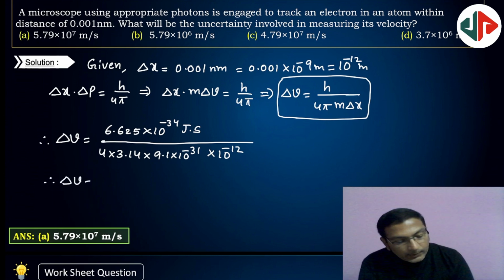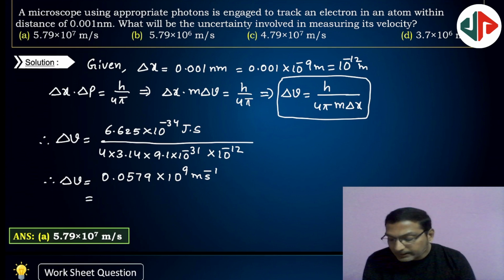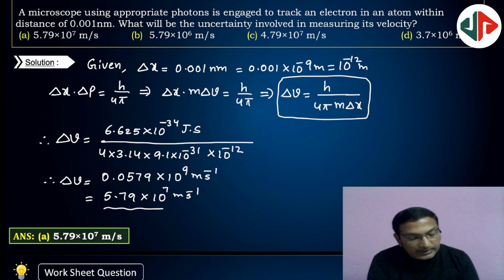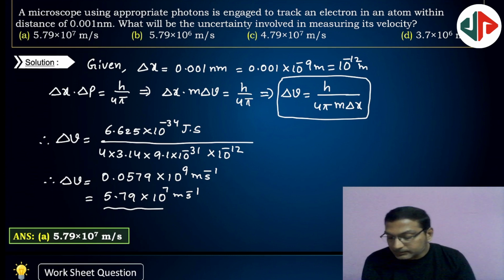Therefore, delta v equal to, finally we'll get the value 0.0579 into 10 power 9 meters per second, or we can write 5.79 into 10 power 7 meters per second. This will be the answer. So 5.79 into 10 power 7 meters per second. So option will be A.